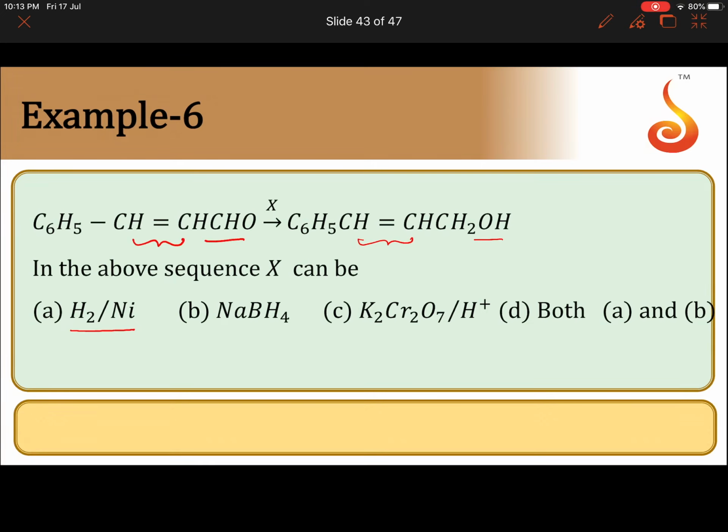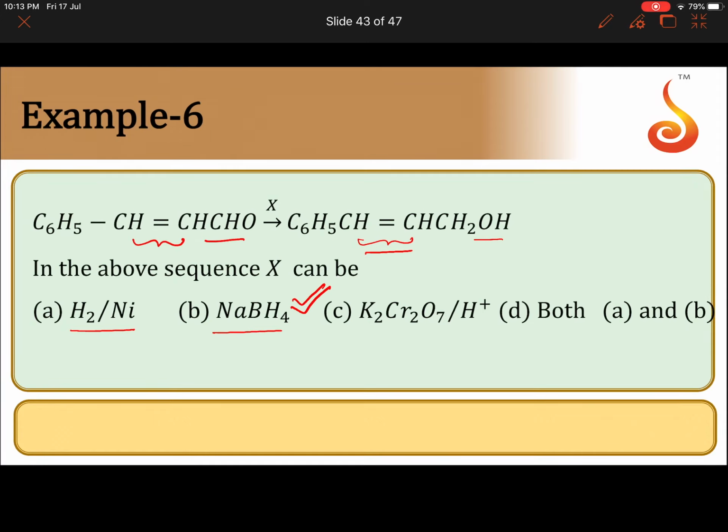What is the first option? Hydrogen and nickel, catalytic reduction. When an unsaturated aldehyde is subjected to catalytic reduction, the aldehyde will also get reduced and the unsaturation will also get affected. But in the product, the unsaturation is not being affected. So, what is the reagent we need to use?